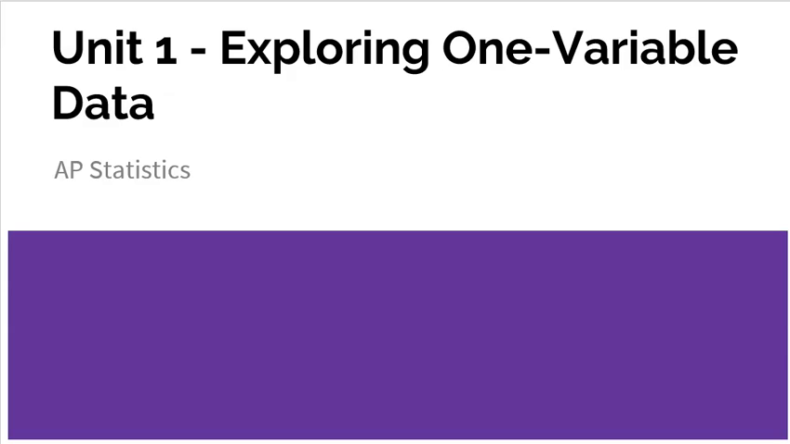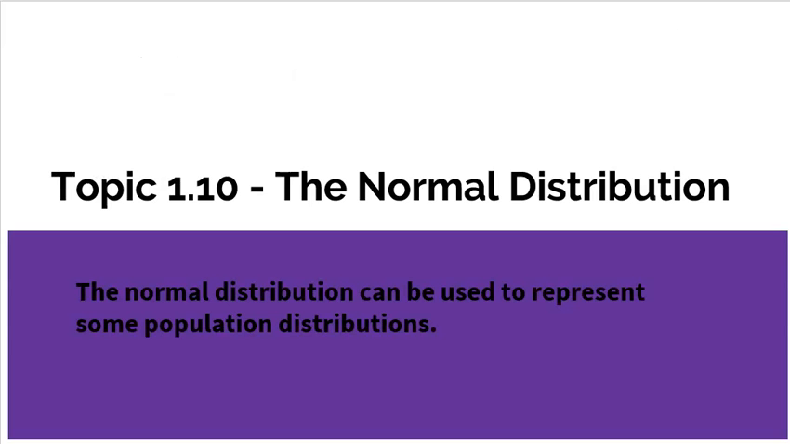All right, welcome back to Unit 1, Exploring One Variable Data. Today we're going to look at topic 1.10 on the normal distribution. And now this is going to be part 1. This is kind of a longer topic. There's a lot of conceptual stuff to explain, and then there's a decent amount of math work as well to do within this. So we're going to make sure that we call this part 1. And then there will be a part 2 video as well.